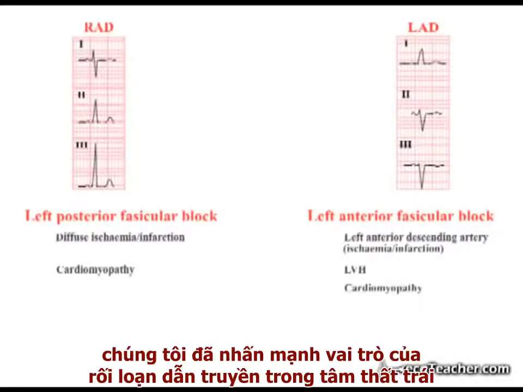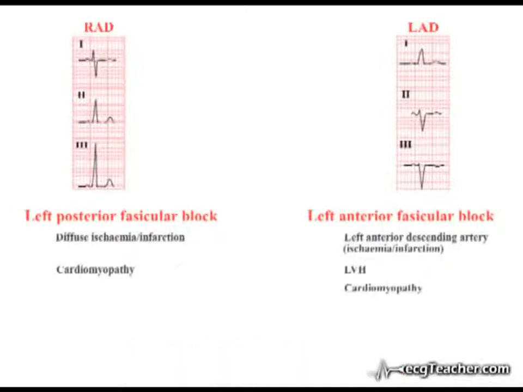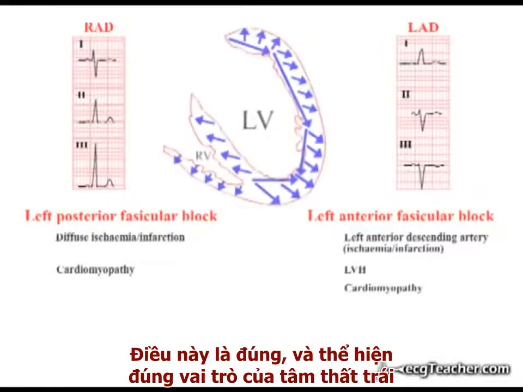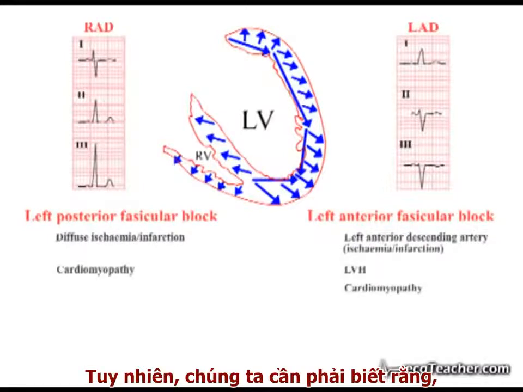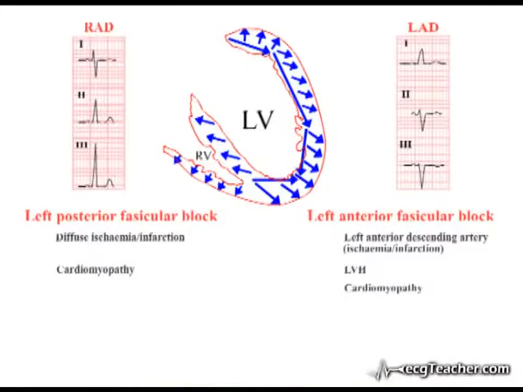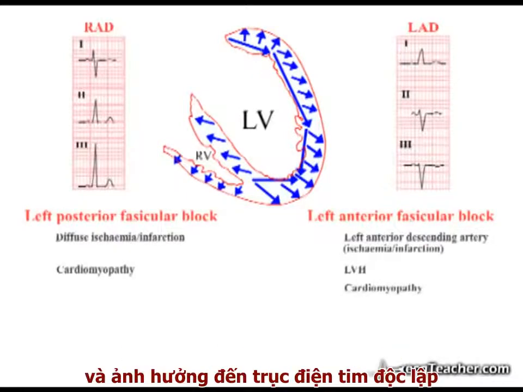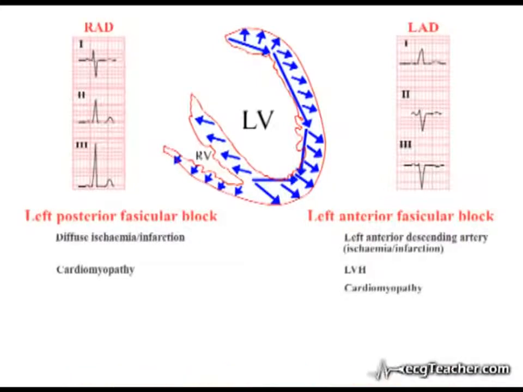So far we have emphasized the role of conduction defects in the left ventricle as the primary cause of axis deviation on the ECG. This is indeed the case, and it reflects the dominance of the left ventricle in determining the cardiac axis. However, we should point out that in some situations other depolarization vectors may come to the fore and shift the axis independent of damage to conduction in this chamber.